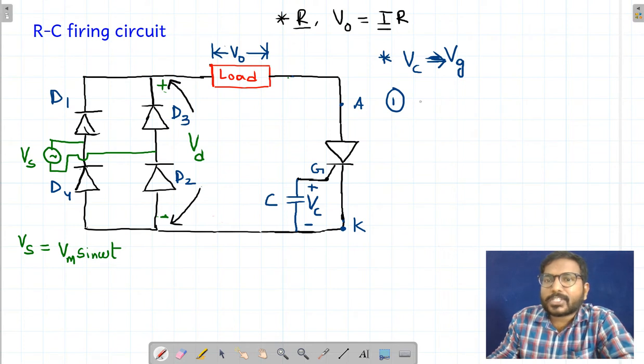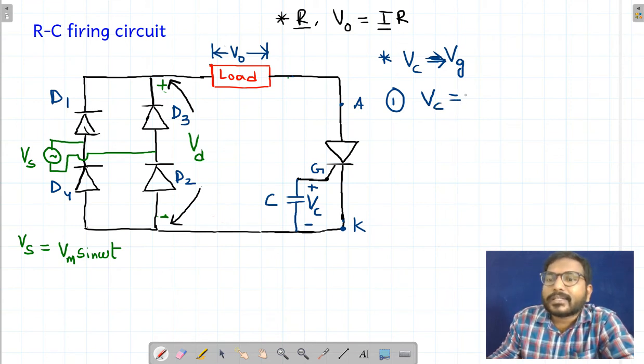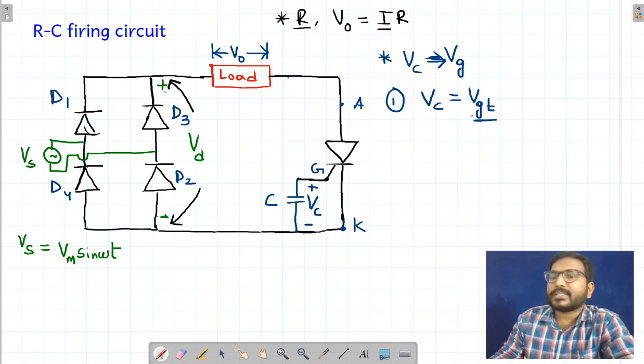The first point here: at what magnitude of the capacitor voltage can the SCR be triggered? For that we have a condition: Vc must be equal to the gate terminal voltage. This is the required voltage to trigger the SCR. At this voltage, the SCR can be triggered. So our capacitor voltage magnitude must be equal to VGT. At that instant only, the SCR can be triggered.